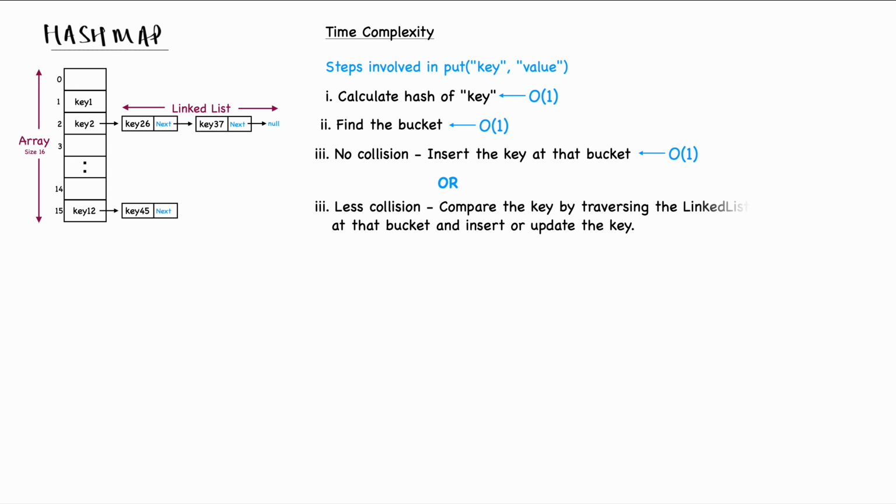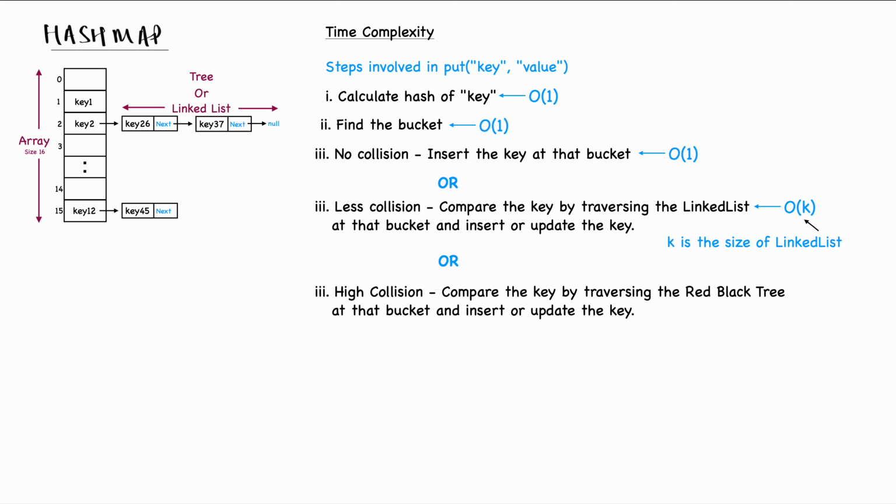In case of less collision, the key is compared with every key on the linked list using the equals function, and it is either updated where found or inserted at the end. This complexity is order of k, where k is the size of the linked list. The third case is when you have very high collisions, in which case the linked list is converted to a red-black tree for better write performance, and adding a key in this red-black tree gives us more efficient time complexity of order of log k.